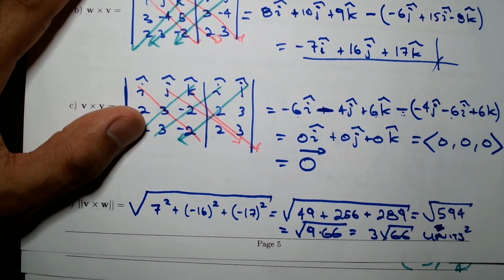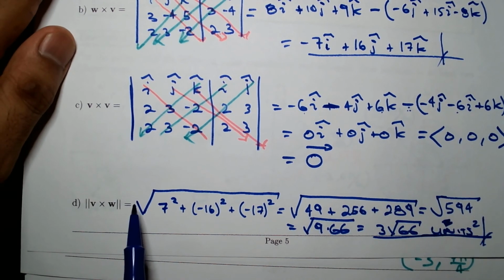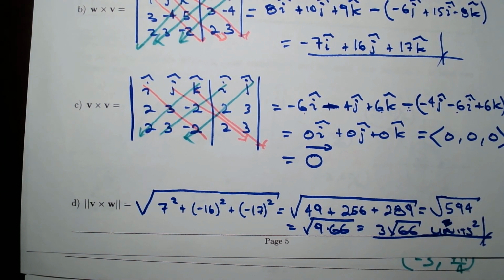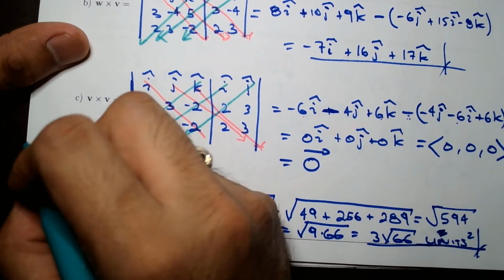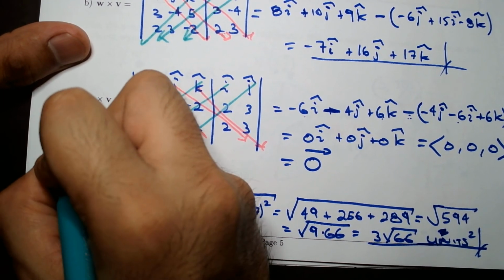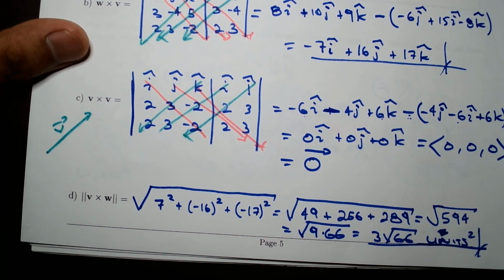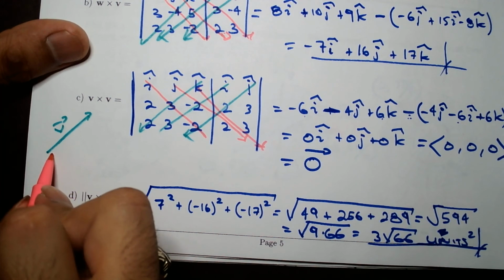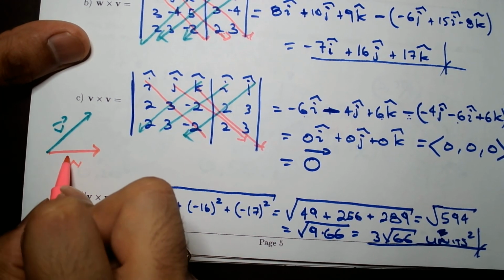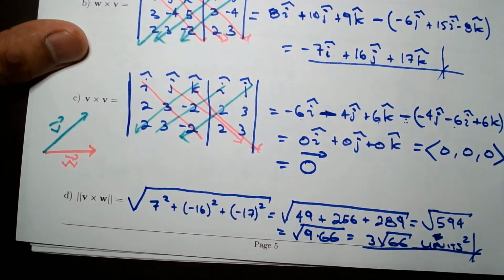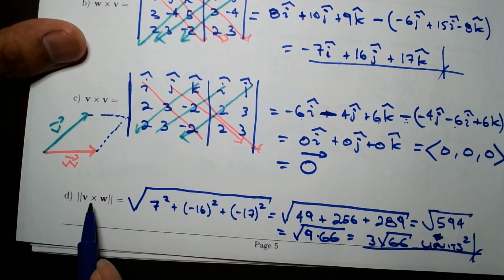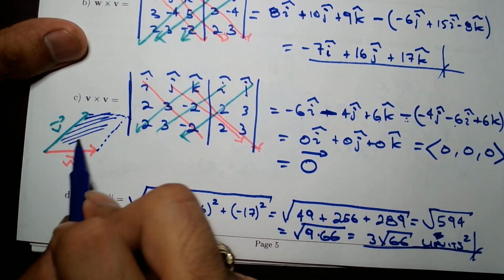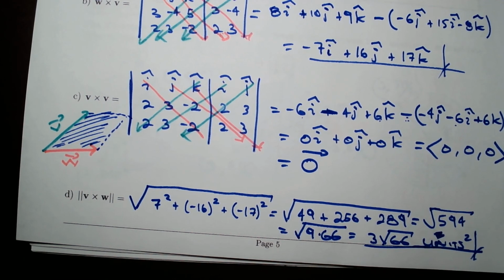Units squared. Why? Because the magnitude of the cross product of the vectors represents the area of the parallelogram that is generated by them. So for example, this is vector V, and here, for example, let me use a different color, this is vector W. So what's going to happen? If we extend this as a parallelogram, something like this, this value, the magnitude, would represent the area of this parallelogram formed by the vectors in this way.